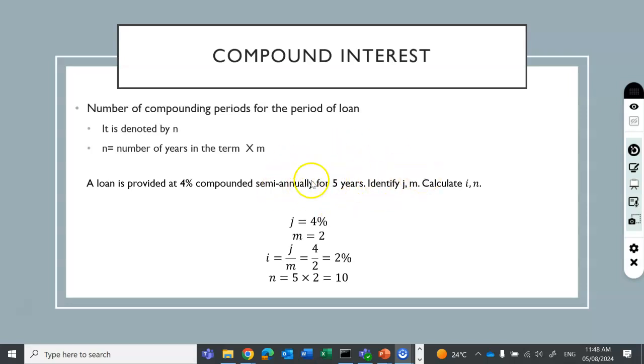And you can calculate using the formula the periodic rate of interest, which is I is equal to J over M. That is 4 over 2, which is 2%. And N can be calculated as the number of years, that is 5 years of loan, multiplied by the number of compounding periods, which is 2. So 5 times 2, which is equal to 10.